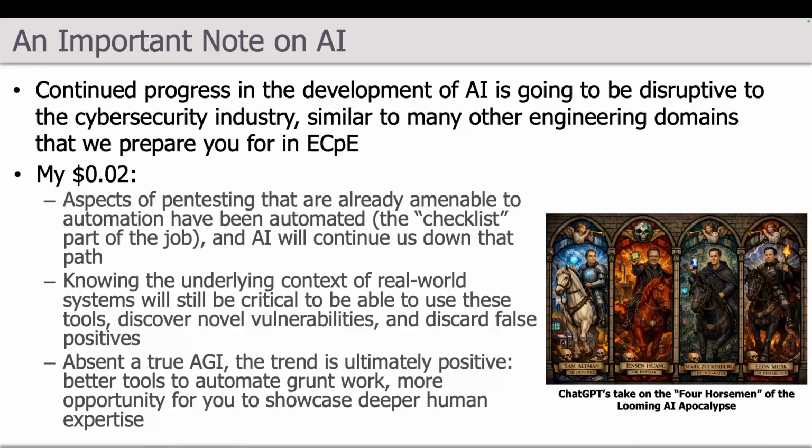I think the field of pen testing has always been one that has aspects of the job that are very amenable to automation, meaning using software, using scripts to try to automate through the checklist part of the job, the necessary but not necessarily glamorous aspects of the job. And that's where I've already really seen that AI-assisted tools are shining quite a bit. So that path is probably going to continue. Aspects of the job will continue to be automatable.